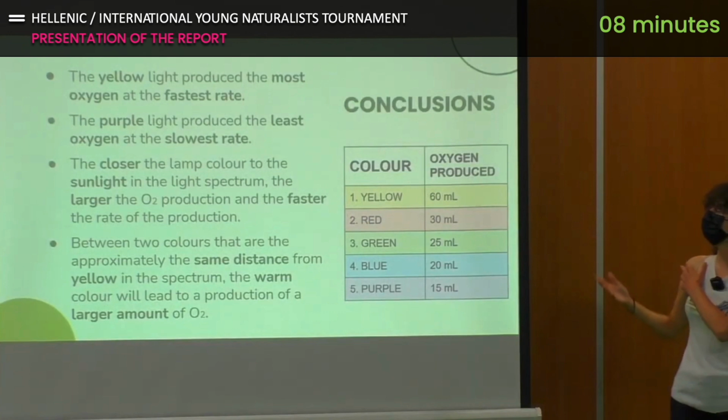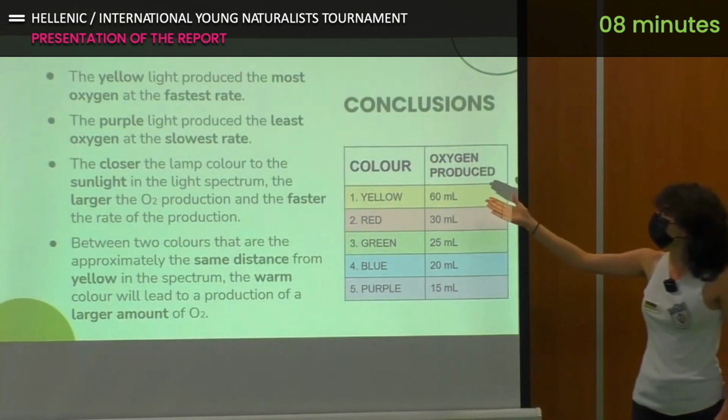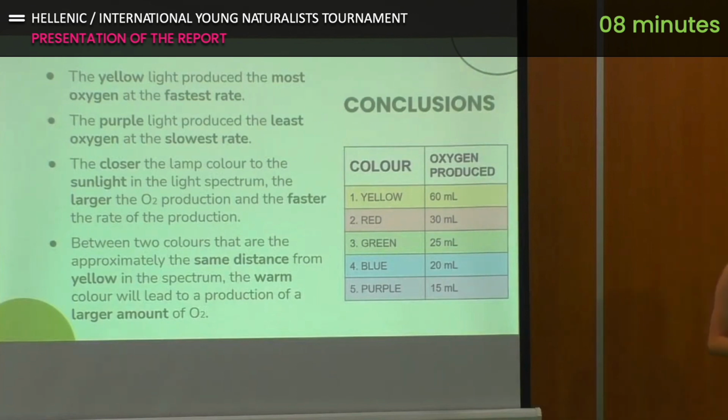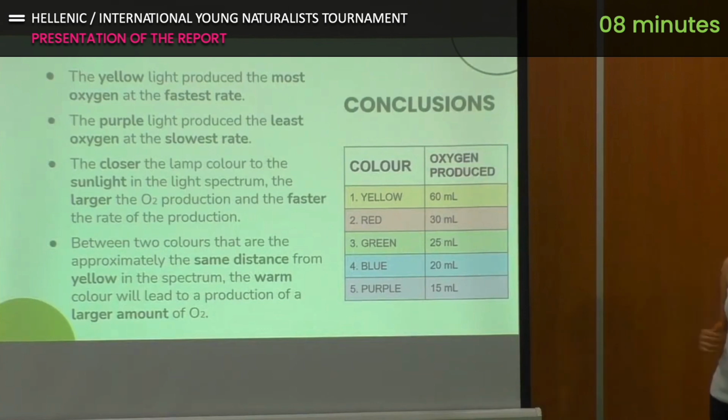Okay, so for my conclusions, the yellow light produced the most oxygen and at the fastest rate. The purple light produced the least oxygen and at the slowest rate. And the closer the lamp color to the sunlight in the light spectrum, the larger the oxygen production and the faster the rate of production, and this is why the first statement is concluded.